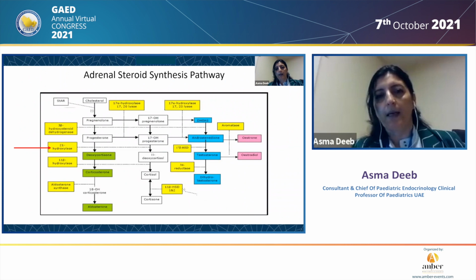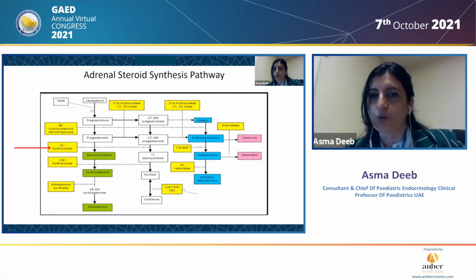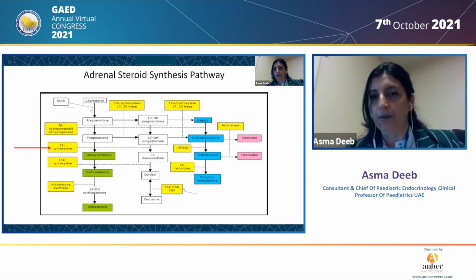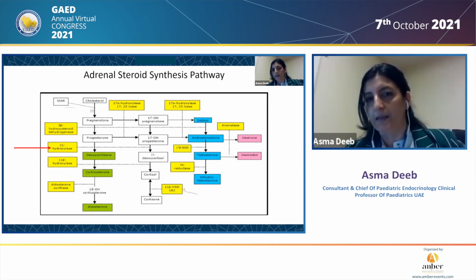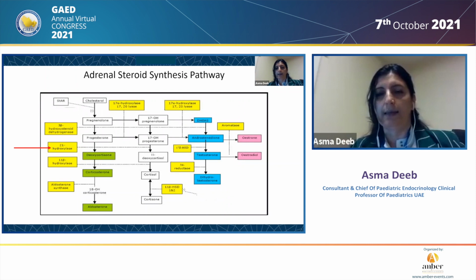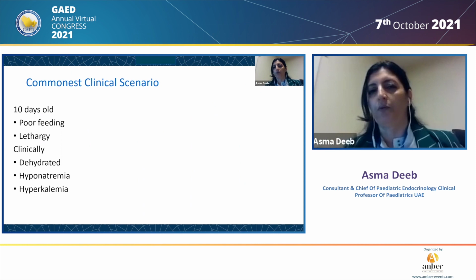This is the complex pathway of the adrenal steroid synthesis, which I'm sure you are all familiar with, but it's just a refresher for your minds, highlighting the three main columns for glucocorticoid, mineralocorticoid, and sex steroid synthesis. And I flag the key enzyme here by the red arrow, the 21-hydroxylase, which is the commonest enzyme deficiency in this disease. Let me start with the commonest case scenario of CAH.